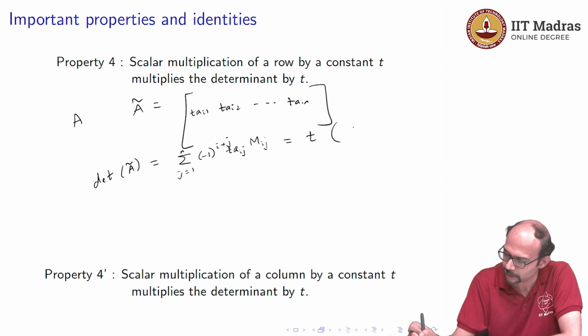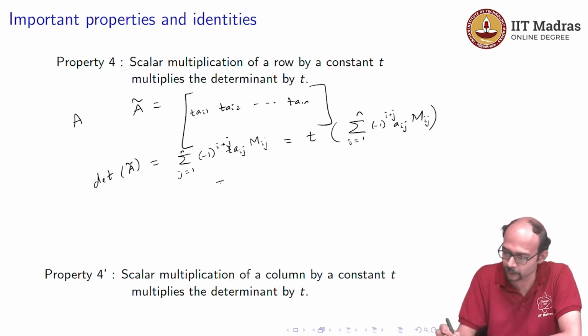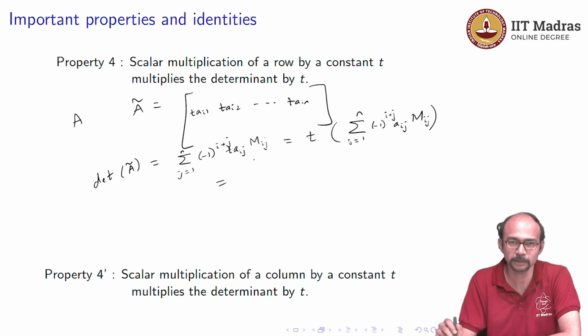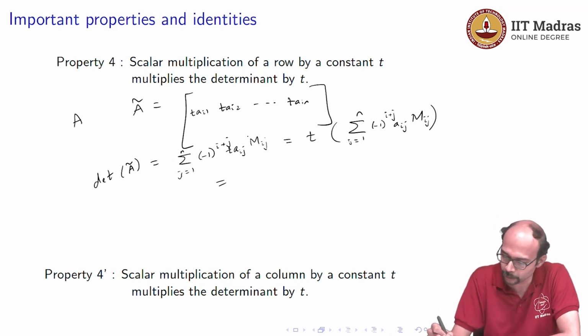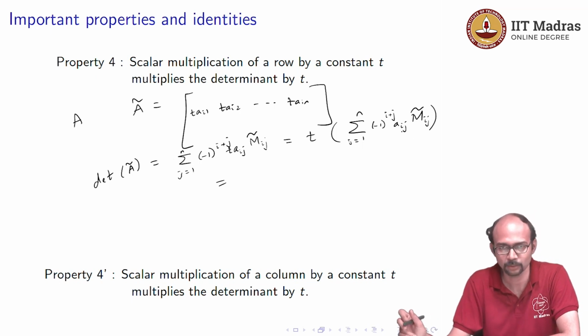But now you can take t out, and so you get minus 1 to the power i plus j aij mij. You have to be very careful here, because when you write down the minors, that's with respect to a particular matrix. So let me put this tilde here. This is the ijth minor of the matrix A tilde. But if you delete the ith row and whatever column, then the remaining matrix, remember A tilde and A have the same entries.